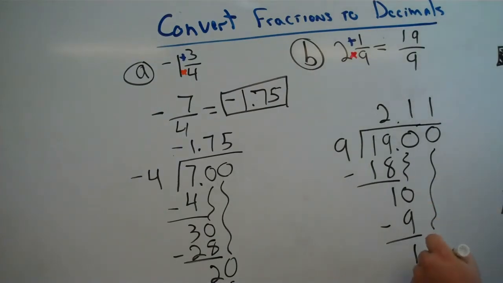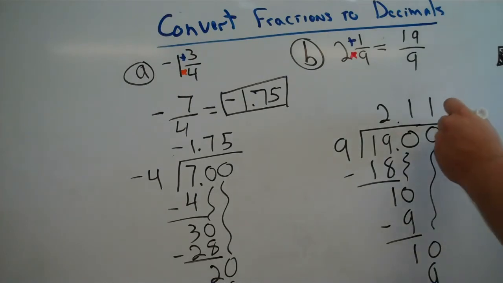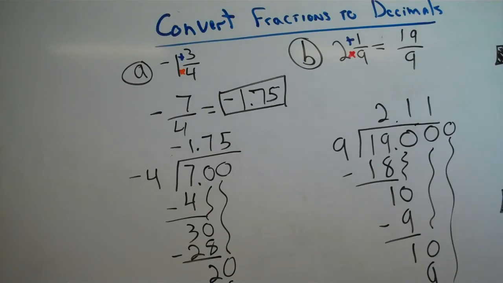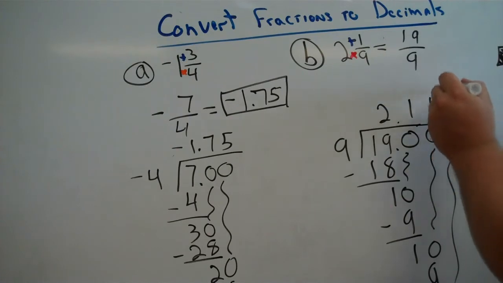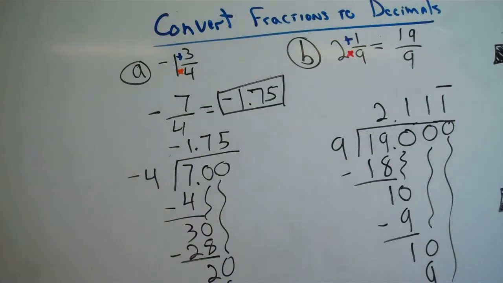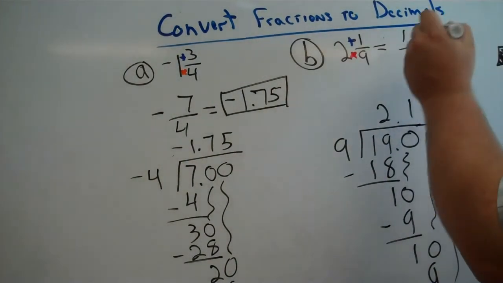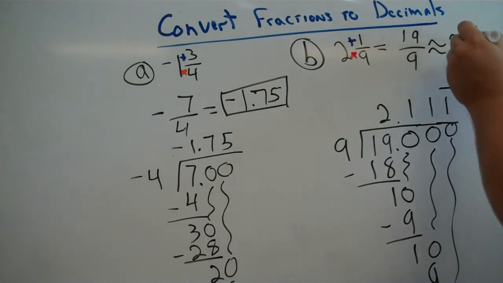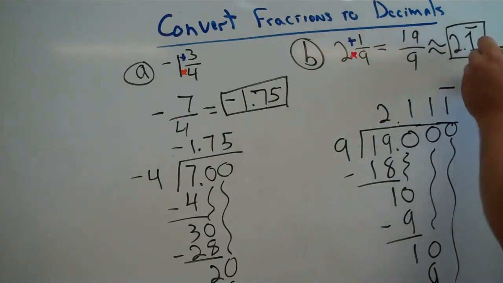And now we're seeing the same pattern that we had here. 10 minus 9 is 1. We drop down a 0. Now we're doing 10 minus 9 is 1 again, and we're going to continue the same pattern over and over. In fact, we're getting a repeated remainder, 1 each time, which means that we are going to have a repeating decimal. So we can write 2 1/9 as a repeating decimal. It is equal to 2.1 with a bar over the 1. And this would be our answer.